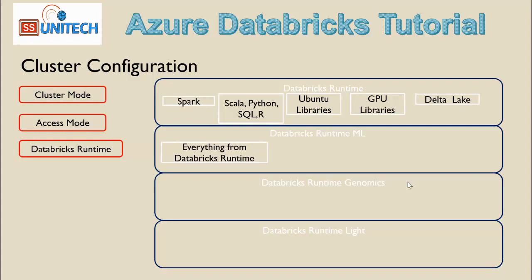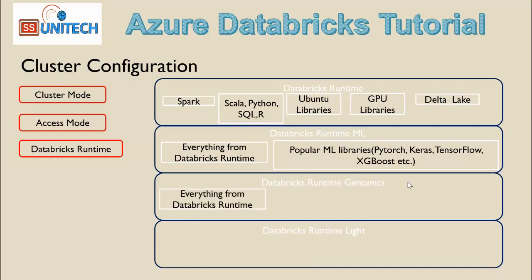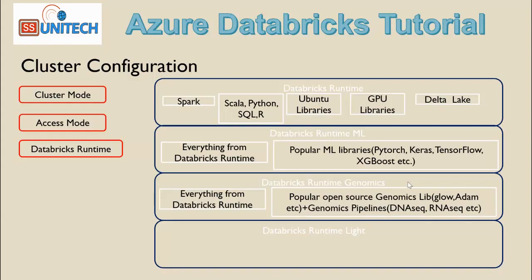For the ML, everything from the first Databricks runtime, and additionally it has some popular libraries for ML. For the Databricks runtime genomics, everything from the first Databricks runtime, and additionally it has a few open source genomic libraries, and also a few genomics pipelines. And last, the Databricks Lite runtime is an option only for jobs, where advanced features are not required. So this is the Databricks runtime.